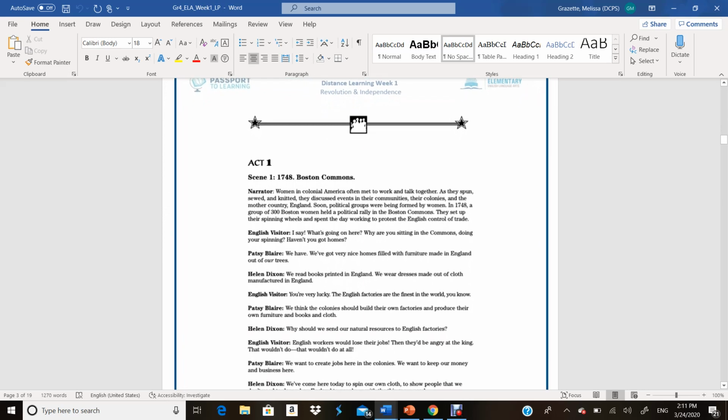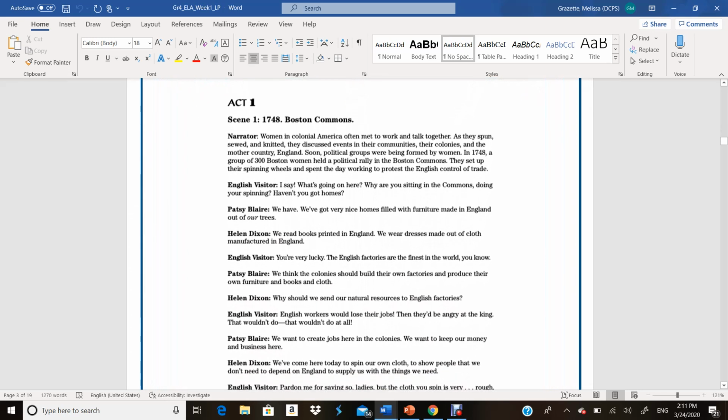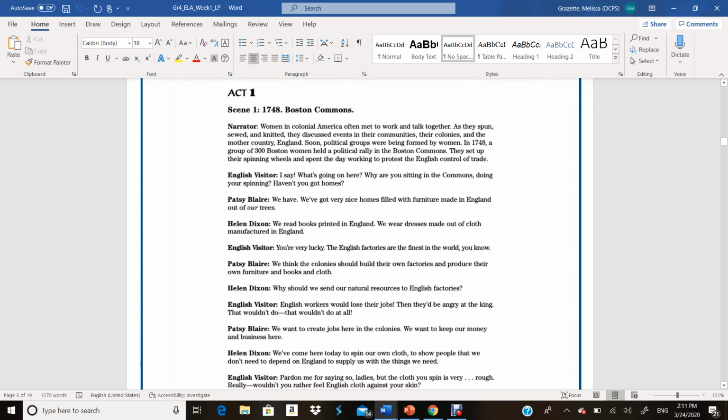So, Act 1, which means it's the first part of the play. Scene 1. The scene is 1748 in the Boston Commons, which is probably a general area where people meet.